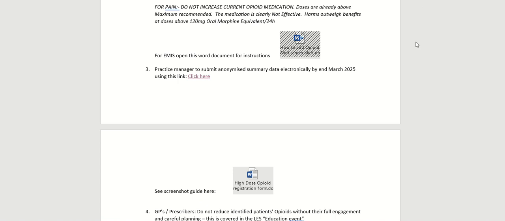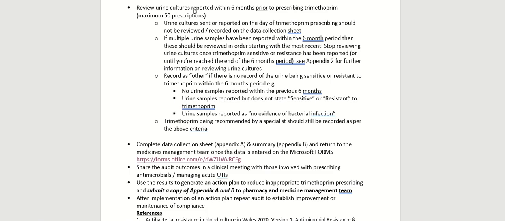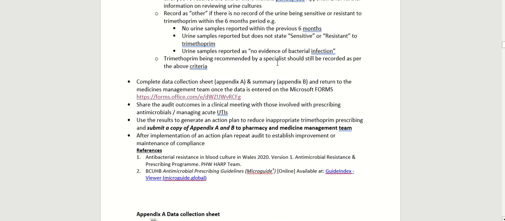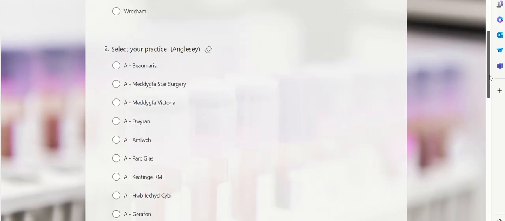If we go to the appendices, and I'll scroll down to the trimethoprim, we are going to review up to 50, although hopefully after my pep talk the numbers for my practice will be quite low, and we'll look to see, has there been a culture in the preceding 6 months that shows that they were sensitive to trimethoprim. And what we're going to have to do then is fill in this Microsoft Forms page. If I show you this, the Microsoft Forms page will ask you to put your cluster, your practice, and how many were given trimethoprim.